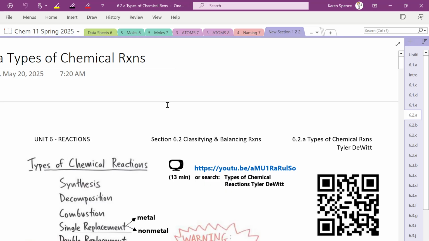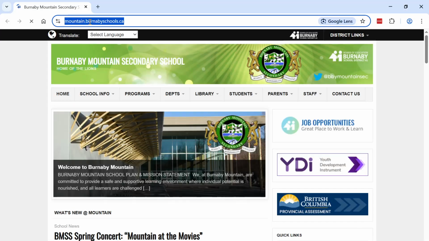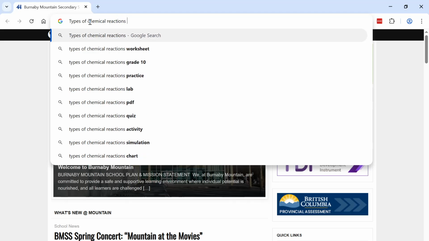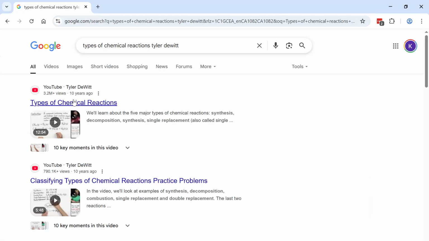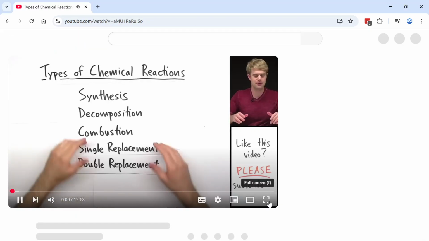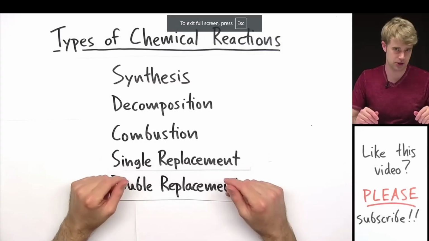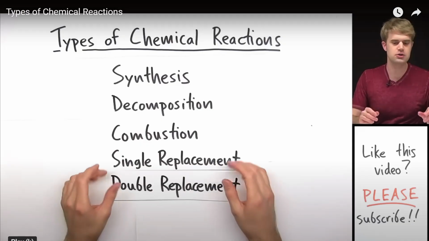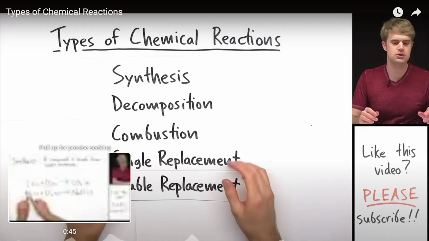All right. Types of chemical reactions, Tyler DeWitt. And this is on page 22. Okay? If you've already done it, you can, or sorry, page 21.